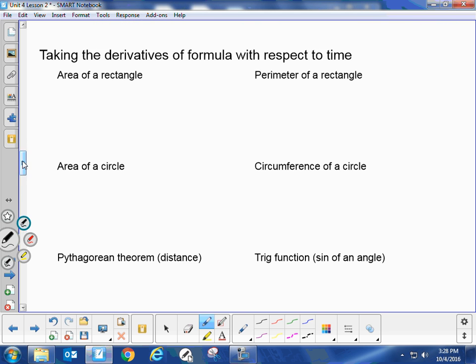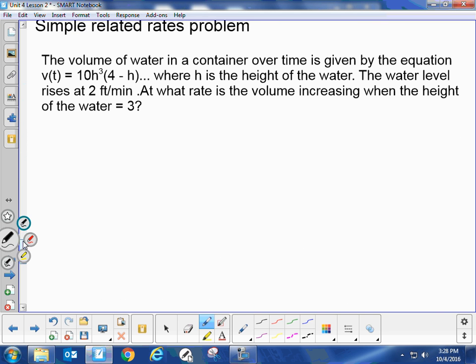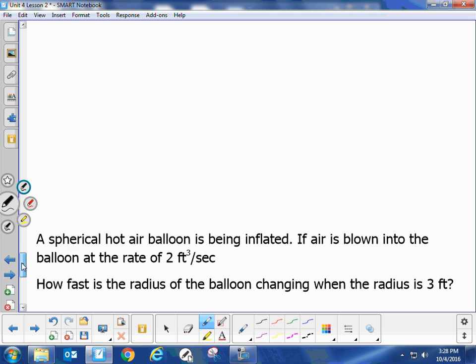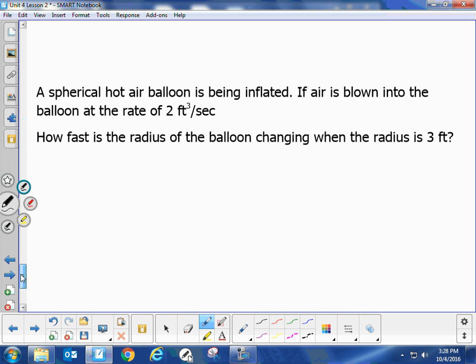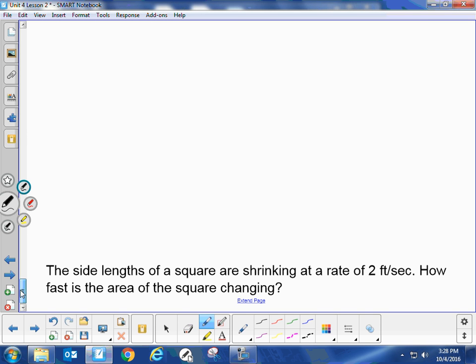But the real ones we're going to be talking about will be like this. The volume of water in a container is given by the equation, where h is the height of the water. The water level rises at this rate. At what rate is the volume increasing when the water is at a height of 3? A spherical hot air balloon is being inflated at the rate of 2 cubic feet per second. How fast is the radius of the balloon changing? The side length of a square is shrinking at a rate of 2 feet per second. How fast is the area of the square changing?